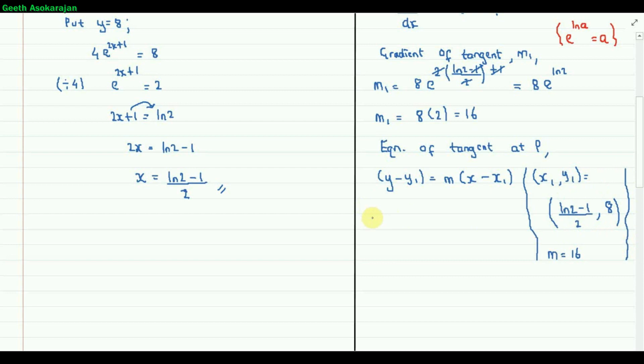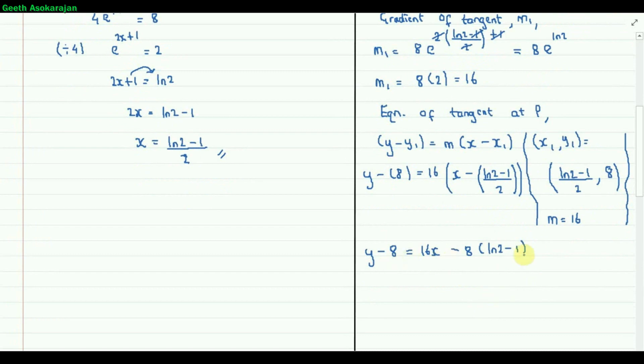Upon substitution, let's see what we're going to get. y minus y1, y1 is 8, so it's y minus 8 on the left hand side. That is equal to m, which is 16, into x minus x1. Let's copy that down. So that is (ln2 minus 1) all divided by 2. Let me be as neat as I can. If we get rid of the brackets, y minus 8 on the left hand side. As far as the right hand side is concerned, 16 times x is 16x, minus 2 will cancel with the 16 8 times, so it's minus 8 into (ln2 minus the 1). This is the term that remains.